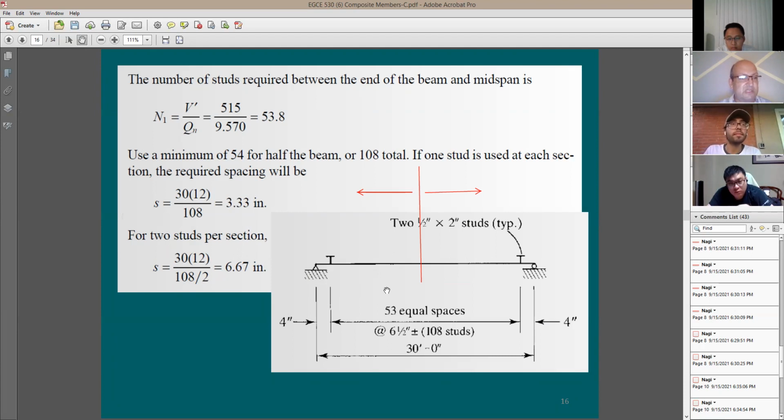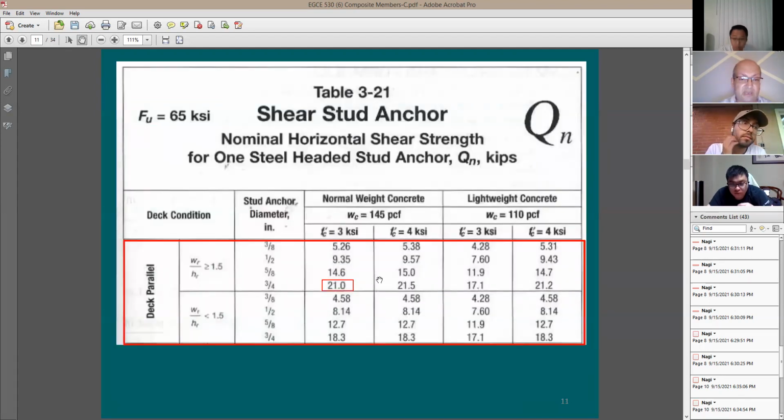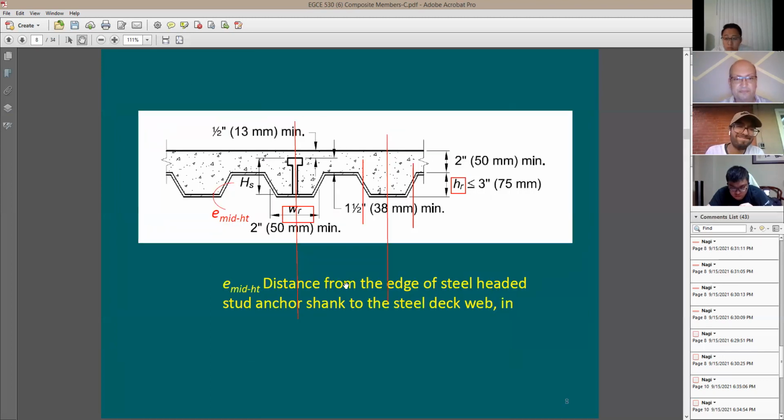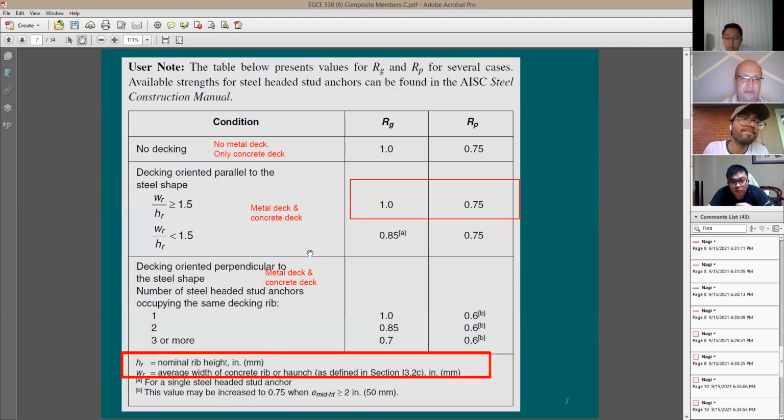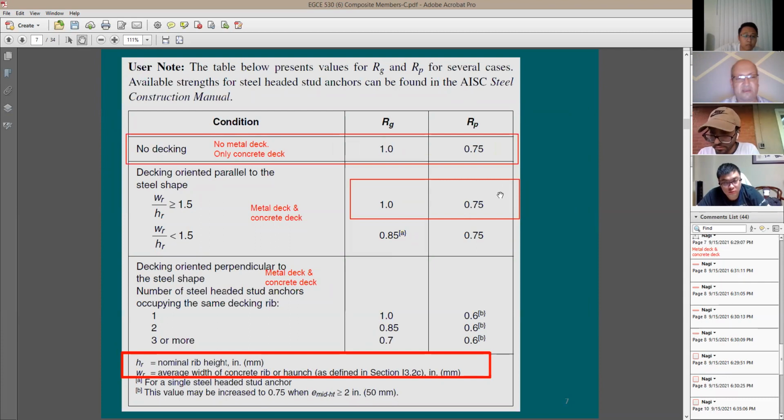Now, in some cases, once you put two studs, the strength of the studs is going to get reduced, correct? You remember this when you have 1, 2, and 3? But the good thing, if I may take you back here, having two studs per row or three studs per row does not affect the strength of the stud when you have no decking, no metal deck, like in our example. So in our example here, no change for the strength.